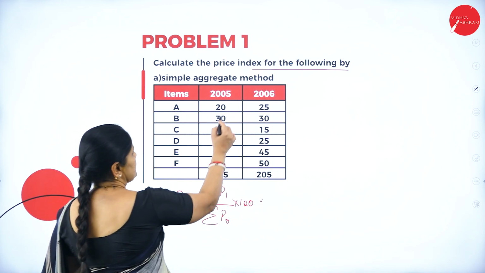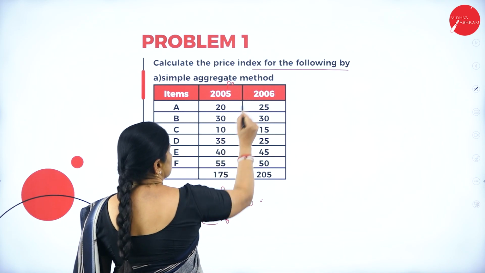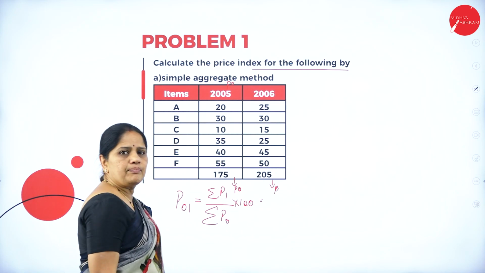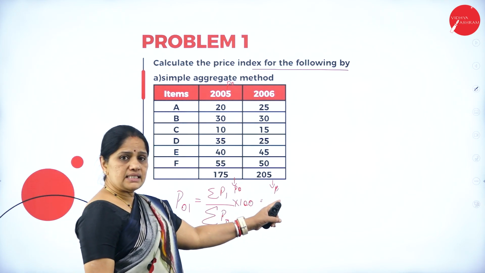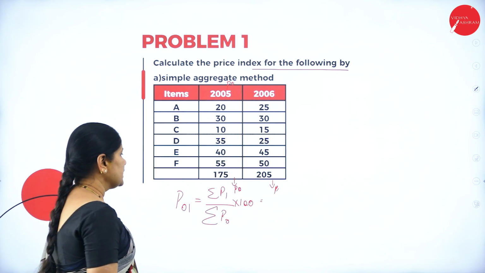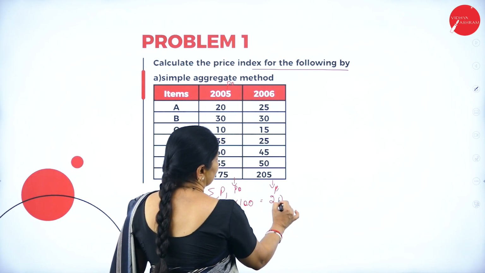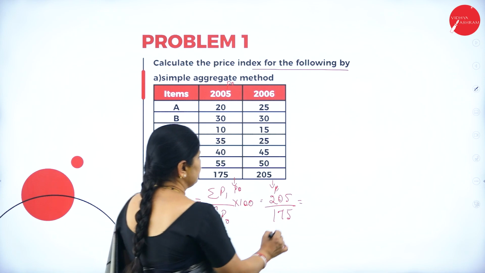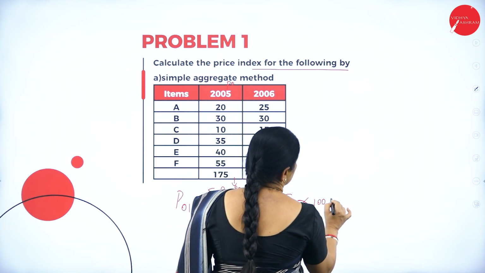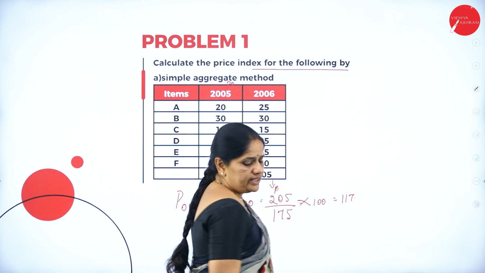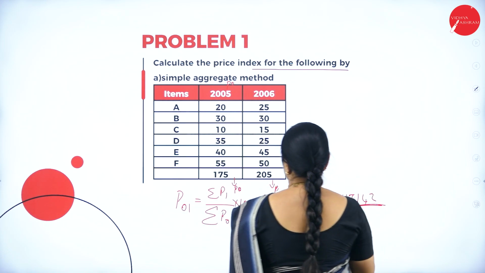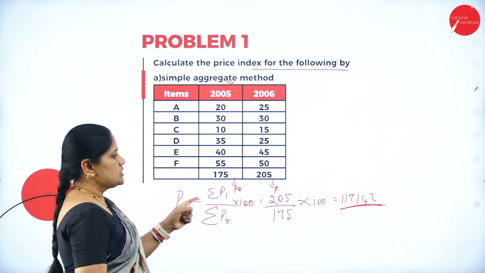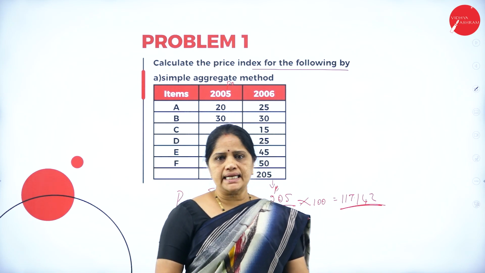Now they have given us the prices here. This 2005, I consider it as P0, and 2006 is P1. So this is the base year, this is the current year. The total for the current year is 205 and the total for the base year is 175, into 100. This will be 117.142. So this is the price index for the given information. So 117.142 is the index number.